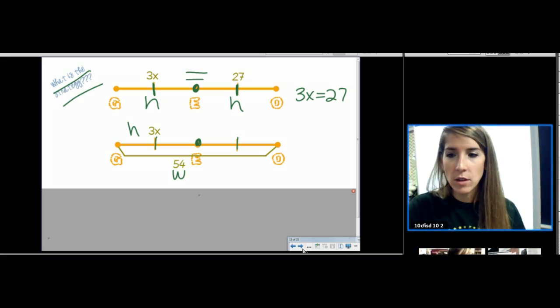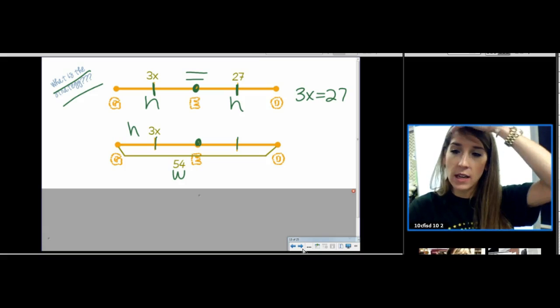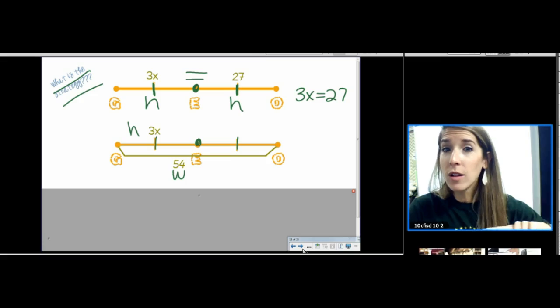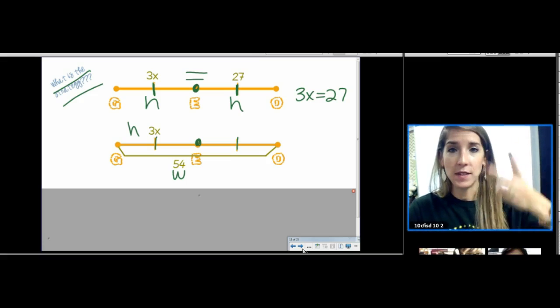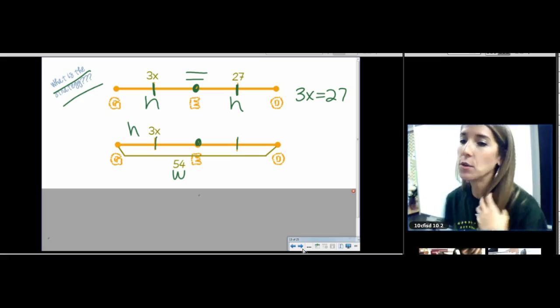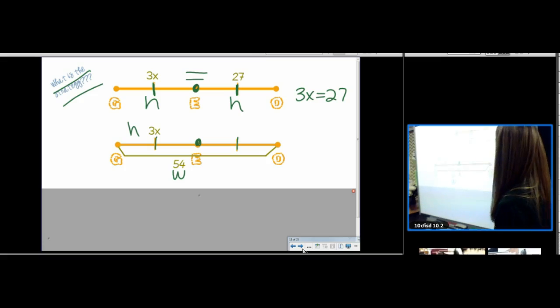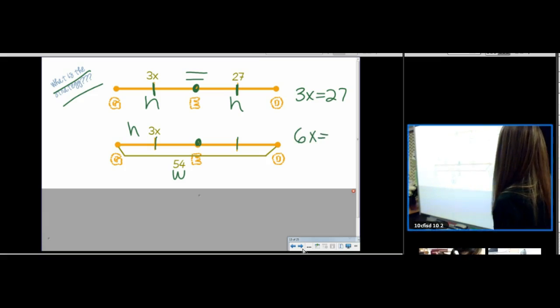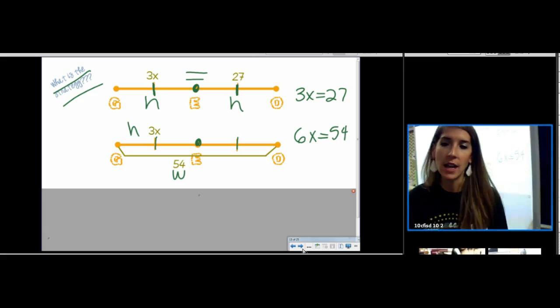So what would we do? You have 2 choices, and remember, they're inverse operations. You can half the whole, or you can double the half. So you're either going to double or half something. I'll do the double just to show you what that would look like. 3x doubled is 6x. 6x equals 54 is how you would set it up.